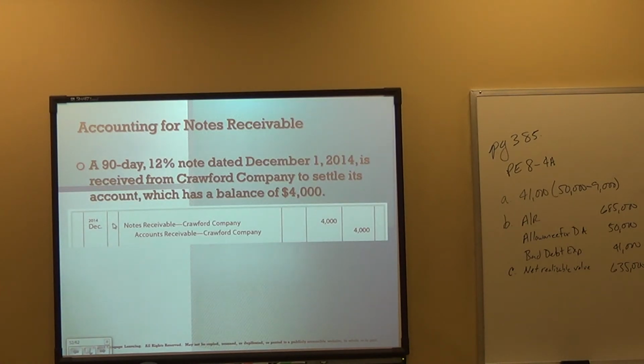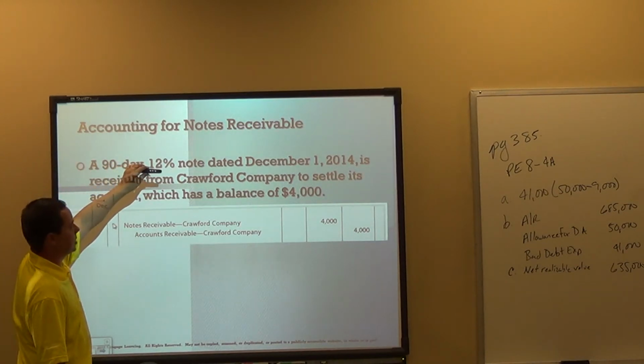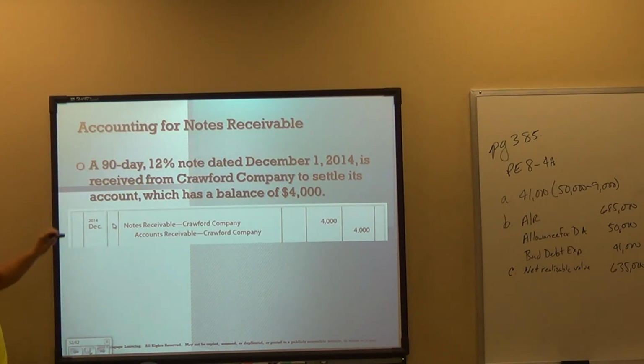All right. So now accounting for notes here, we have another one here, a 90-day 12% note dated on December 1st is received from Crawford Company to settle its account, which has a balance of $4,000. So again, we move it over from accounts receivable to notes receivable. So we just subtract one asset to add to the other asset. That's the first thing we're going to do here.